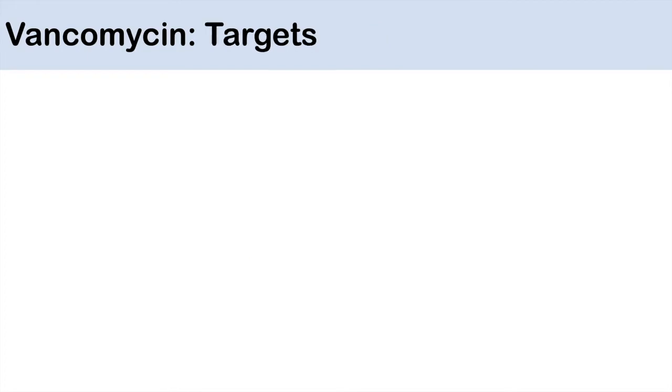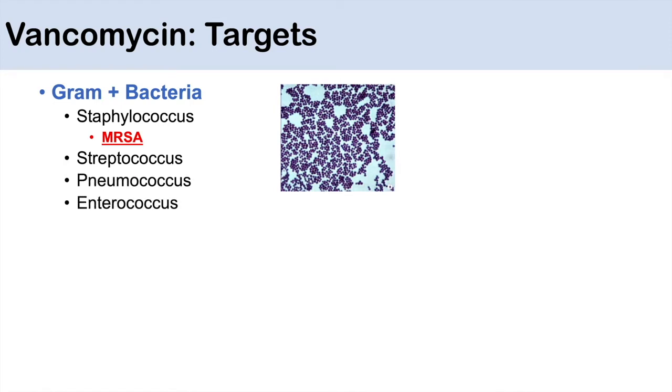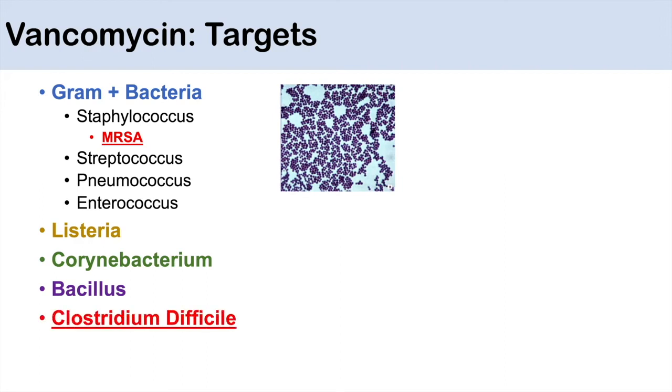So what are some of those bacterial targets of vancomycin? Vancomycin only targets gram-positive bacteria. So some of those bacteria include Staphylococcus, and one of the main bacteria that vancomycin is used for is MRSA, or methicillin-resistant Staphylococcus aureus. Some of the other bacteria that it can also target are Streptococcus, Pneumococcus, and Enterococcus. It can also target Listeria. It can also target Corynebacterium and Bacillus, and it can also be used to treat Clostridium difficile.